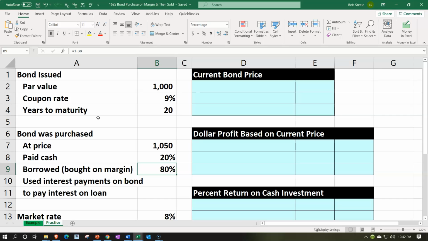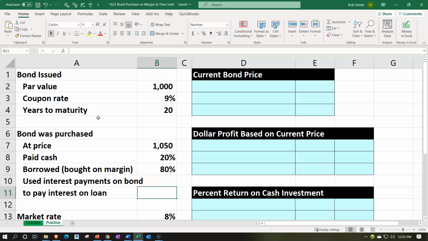So then the interest payments on the bond are used to pay off the interest on the loan. Basically we got the money, 20%, the actual cash from the investor, the other 80% through a loan. Then we've got to pay off the loan. We're going to do so with the interest from the bond that we're going to be receiving. We receive the interest payments, pay off the loan, and then we realize the price of the bond at the point in time that we sell it.